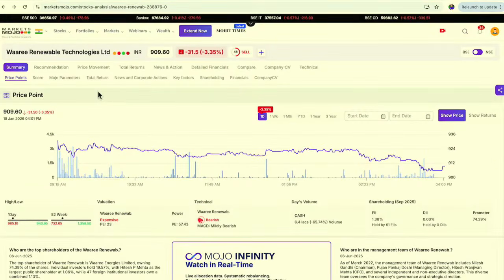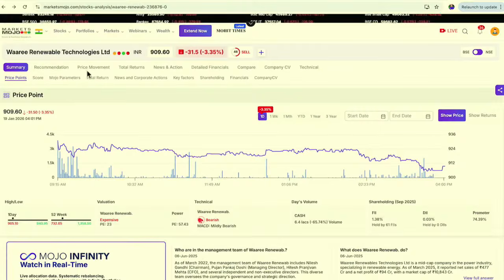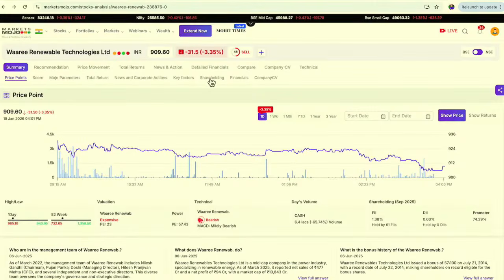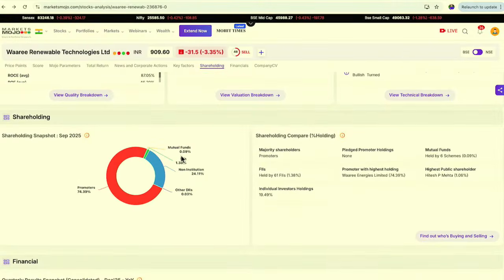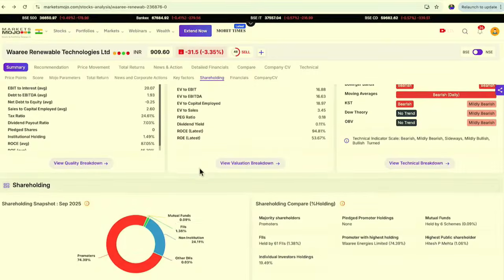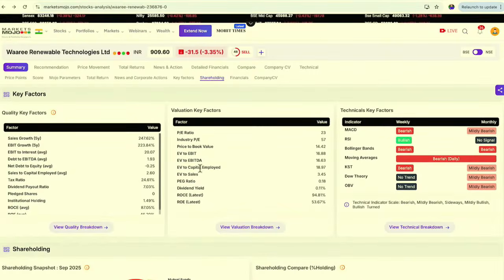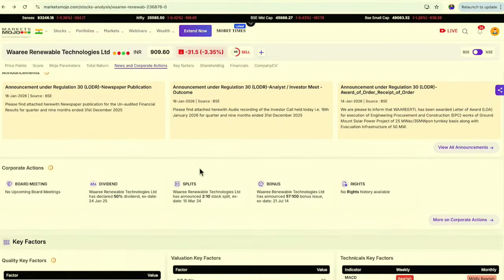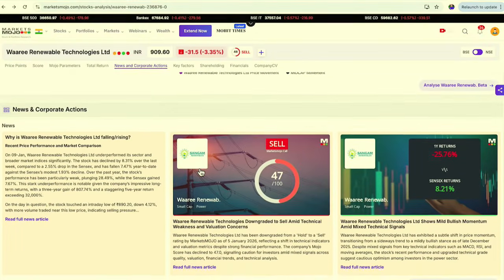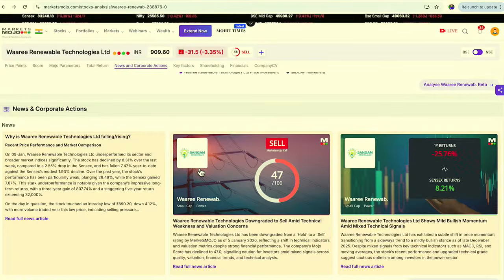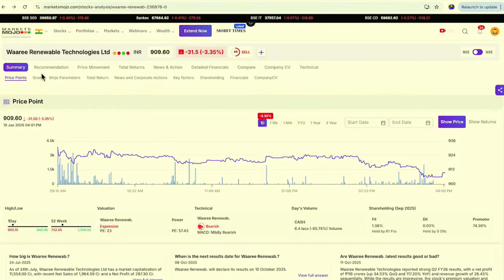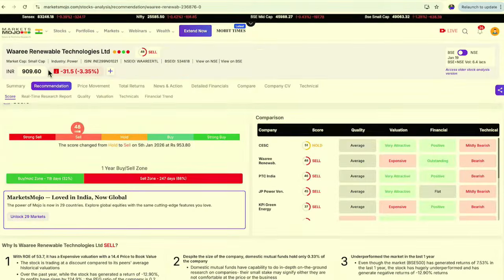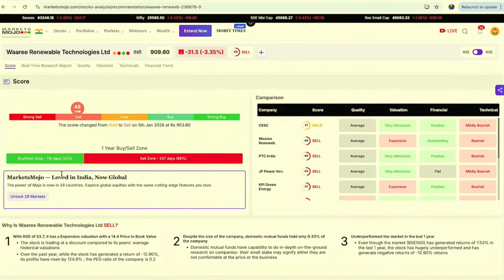Let's look at very low institutional holdings. I think it's predominantly because of the quality, but I still feel that it should not have corrected so much. Okay, let's see what the score was last quarter. It has moved from hold to sell on 5th of Jan.